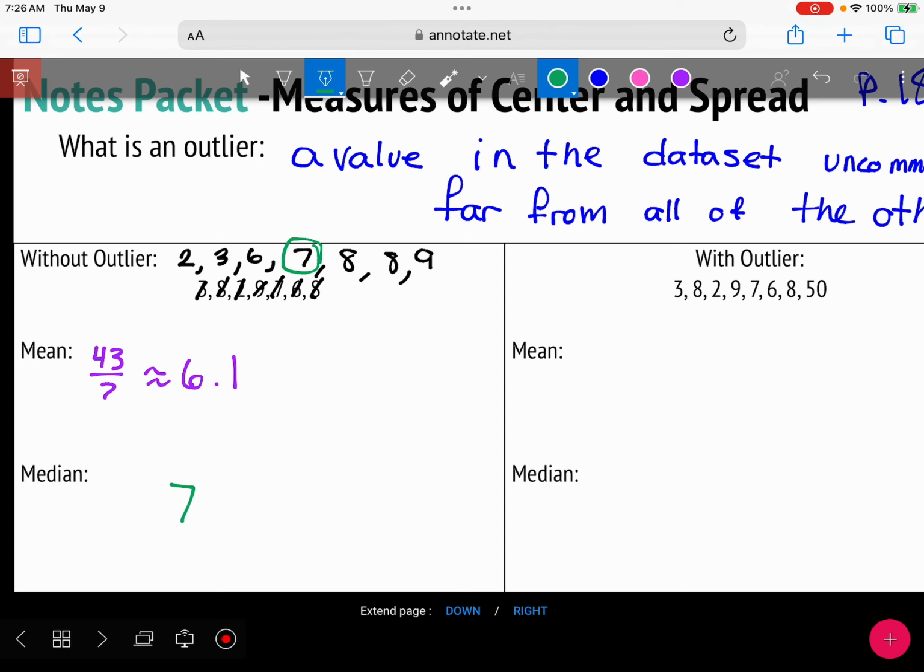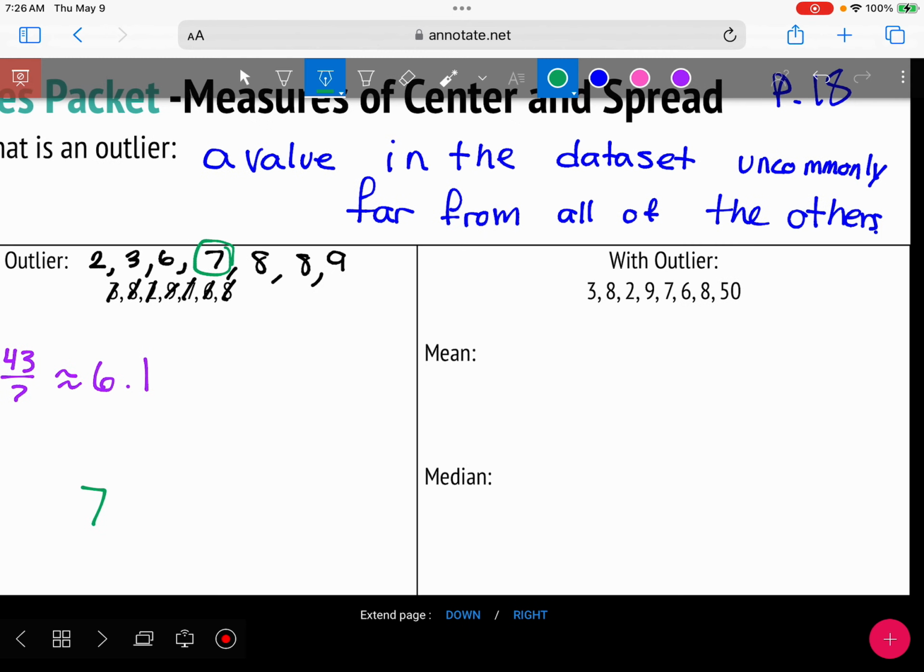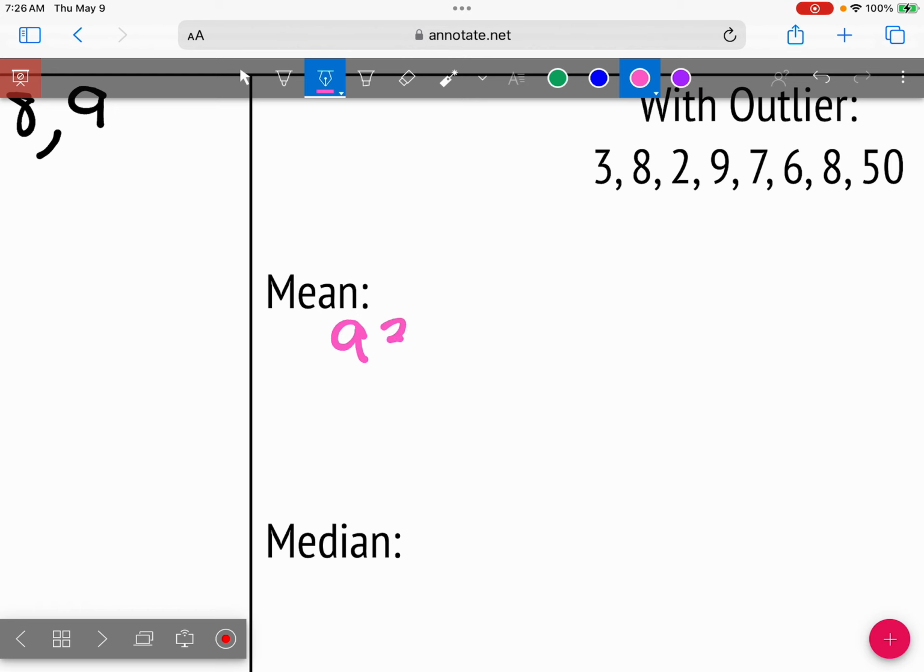So then let's see what happens if we get this one random outlier of 50. Everything else is the same in the data set. So we still have our 3, 8, 2, 9, 7, 6, 8, and 50. When we get our mean, with just adding that one additional piece of information, we actually get 93 over 8, which gives us a mean now of 11.6.